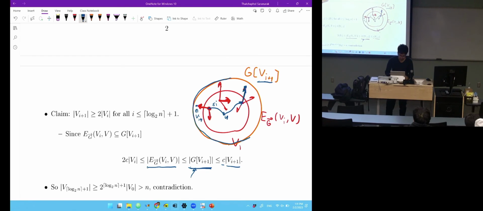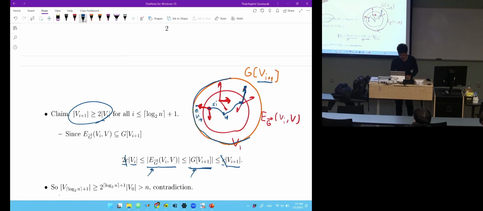What's the number of edges here? At least V_i times 2C, because every node has outer degree at least 2C. We assume this. Combining this together, you get this. V_{i+1}, cancel C, you get that V_{i+1} is at least 2 V_i.